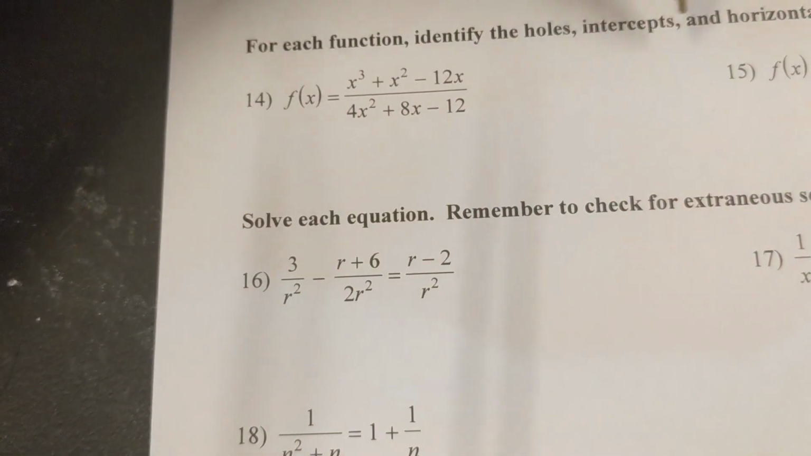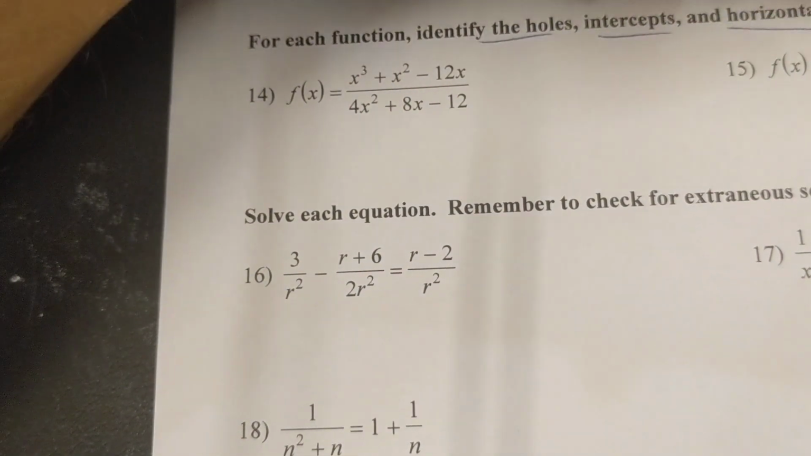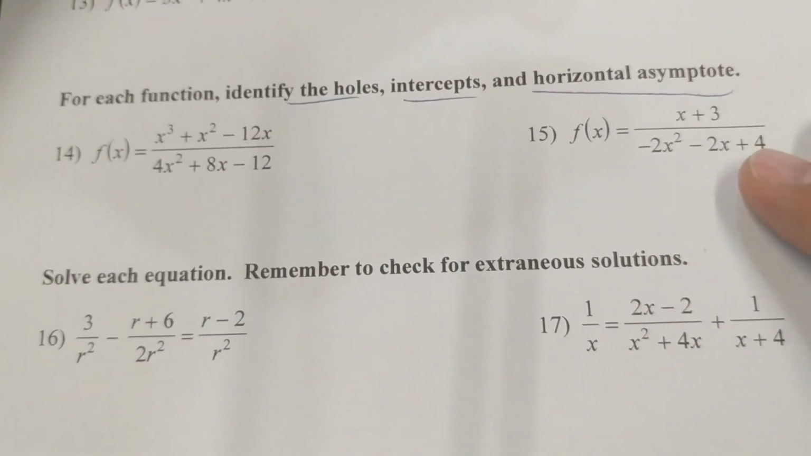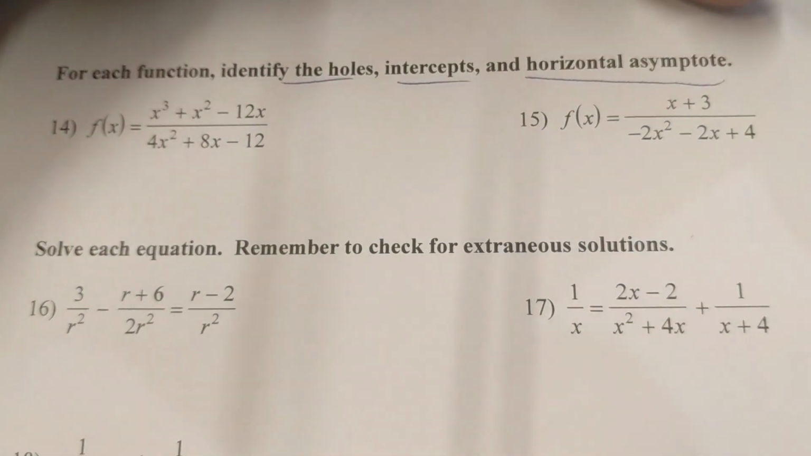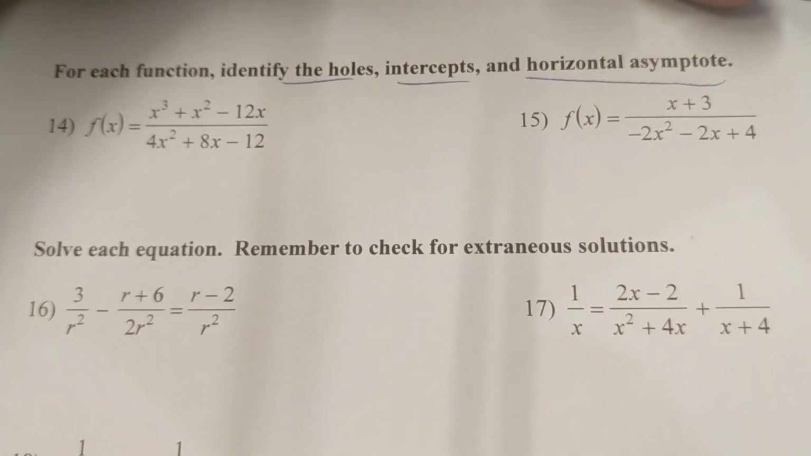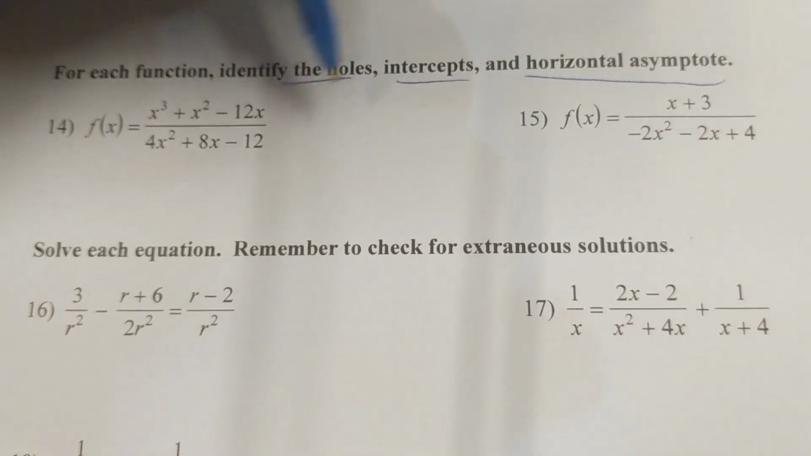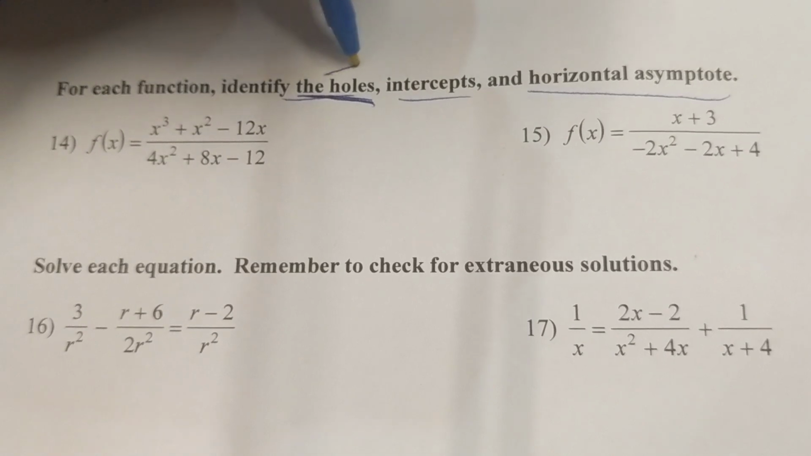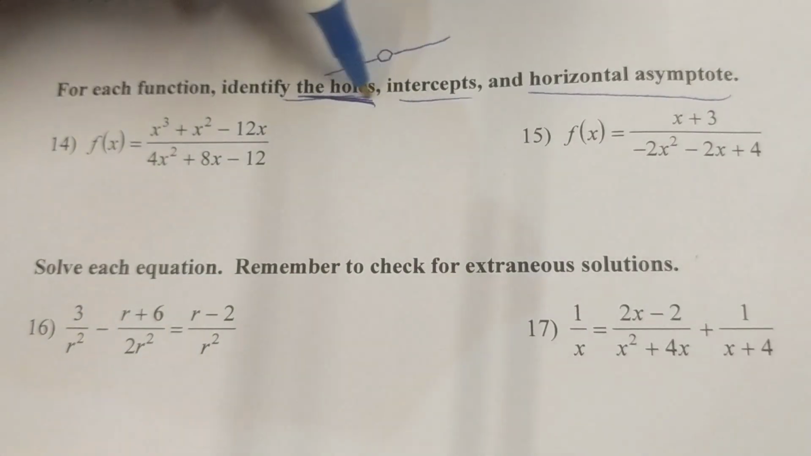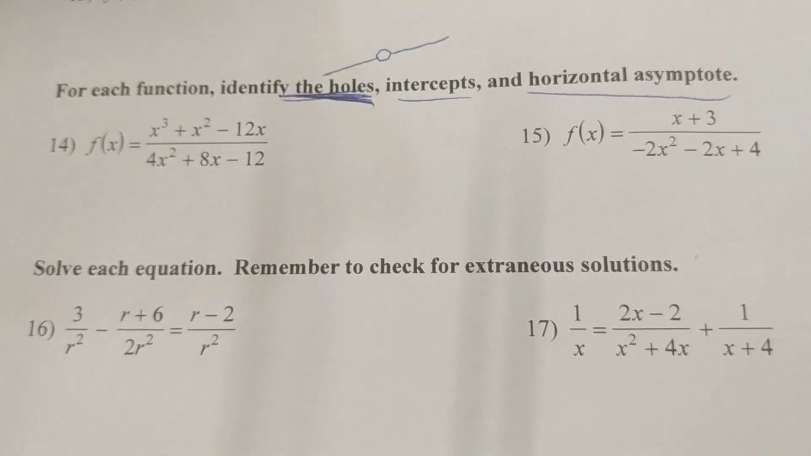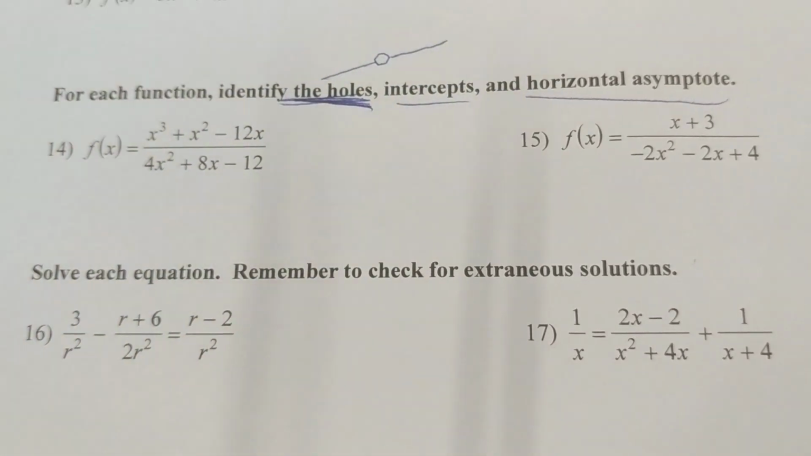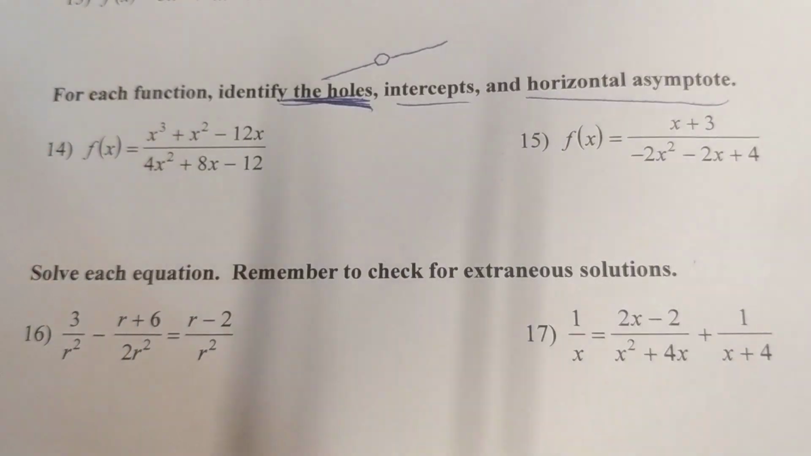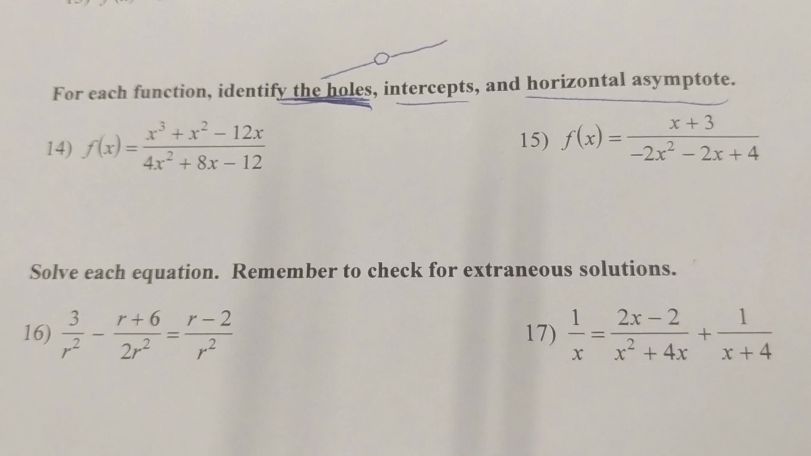For each function, we got to identify the holes, the intercepts, and the horizontal asymptote. Notice that there's no request for a vertical asymptote, although anytime we have something that looks like a vertical asymptote and it cancels out, that's when we run into a hole in the graph. That's where it's the line and then there's one little missing piece. That's what they mean when they say the hole in the graph, instead of a vertical asymptote. So let's see what we can do about this mess.